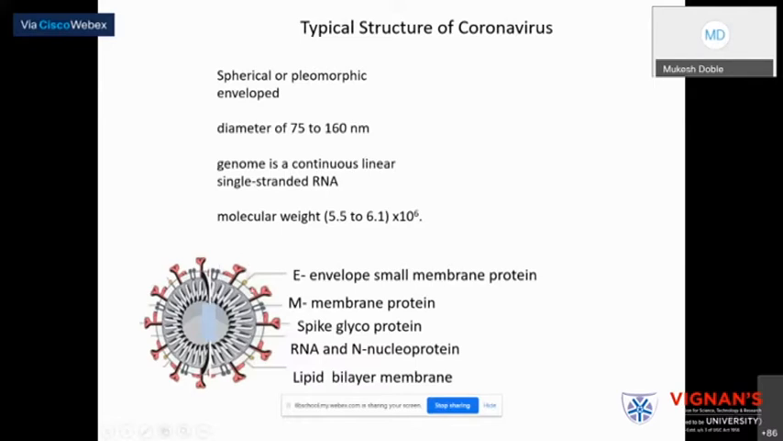If you look at the structure, we have the spike protein here, which goes and binds to your host. Then we have the envelope membrane protein, then another small envelope membrane protein, then your RNA inside, and there is a lipid bilayer. So these are the constituents of a typical coronavirus. We have the lipid layer outside, then the spike, then the membrane protein, and then the envelope protein, which encompasses your RNA.